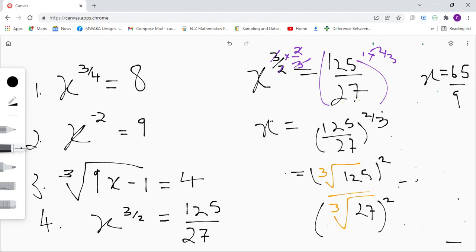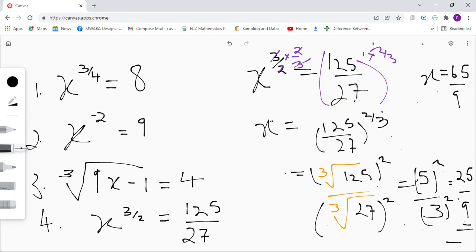Okay, so the cube root of 125 is 5. So I'm going to have 5 squared over the cube root of 27, which is 3, over 3 squared. All right, which is going to give us 25 over 9 as our answer. All right, 25 over 9.